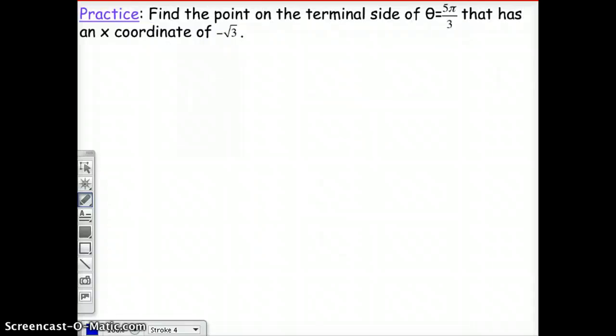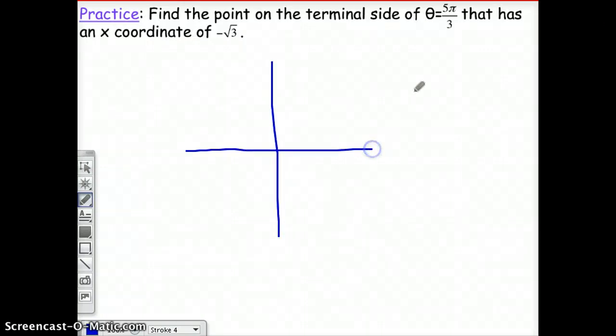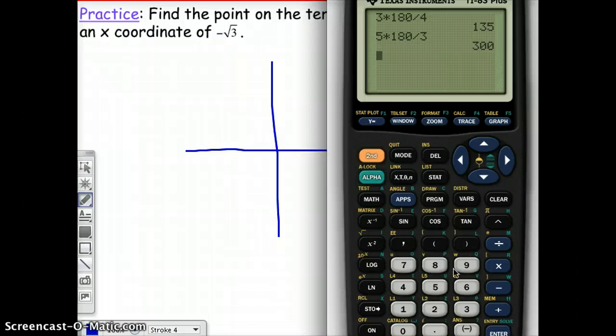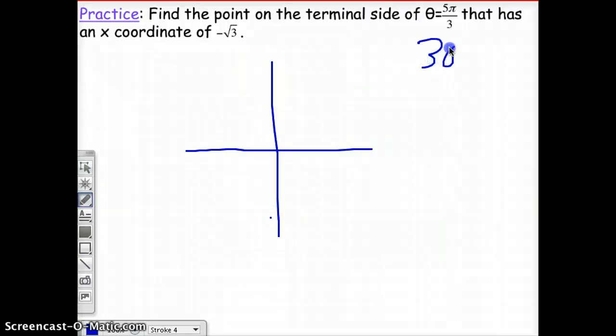So to end this recording, here's the practice problem. Try this one, pause it, press play when you're ready. Find the point on the terminal side of 5 pi over 3. So let's sketch it. Where is 5 pi over 3? 300 degrees. We did that one already. So 300 degrees, it's in quadrant 4. It has a 60-degree reference angle.